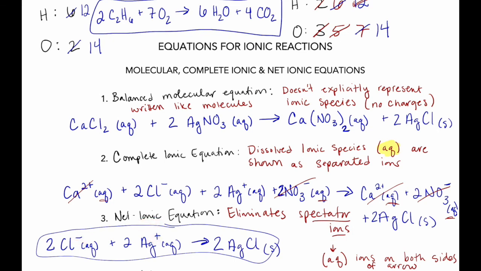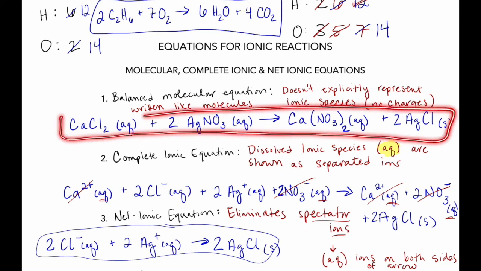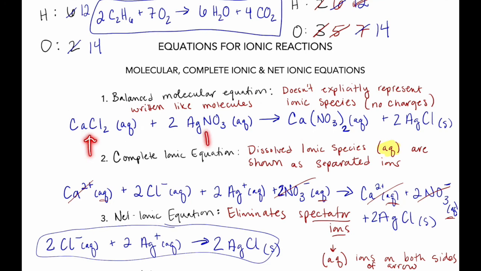We keep the charges because it's ionic. And we keep the phases because that tells us what state all of those substances are present in. Those are important things to know. And again, the balanced molecular equation just doesn't include charges. It has everything written in a neutral formula, kind of like a molecule is written. So we're going to talk a lot more about these equation types. I wanted to introduce them at this point, but we will see them again in the next video or two.